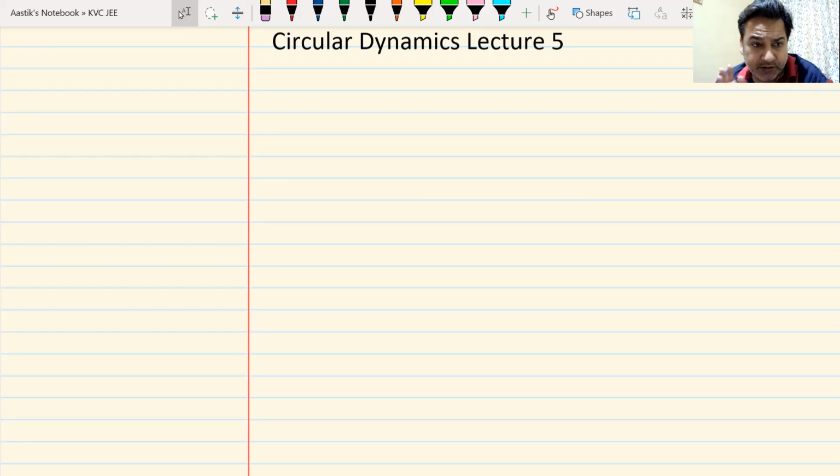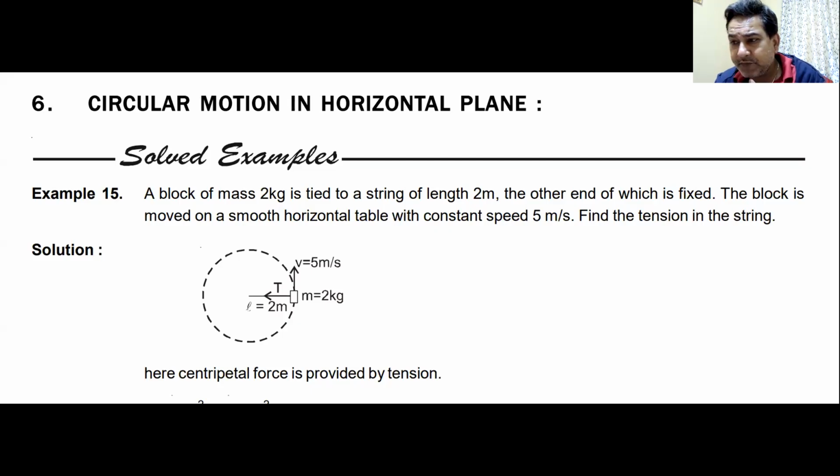So we are going to apply those principles on a variety of problems. And the first set of problems that we are going to do are known as problems of circular motion on a horizontal plane. Now, what do you mean by a horizontal plane? Motion in a horizontal plane.